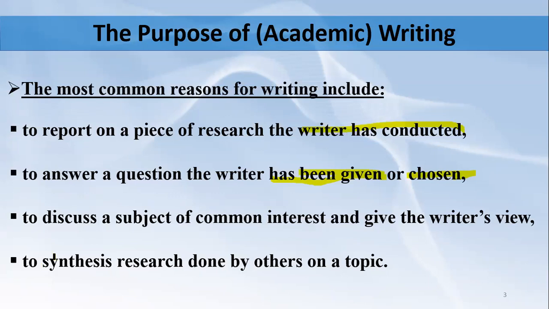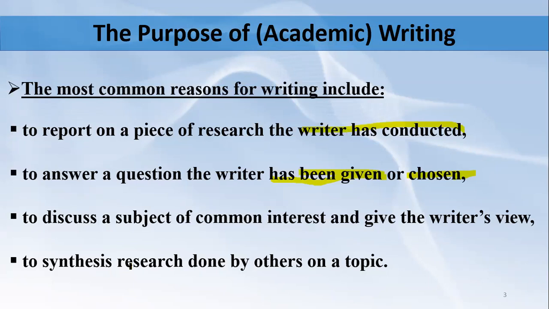The fourth one is to synthesize the research done by others. Sometimes we select a particular topic and we synthesize the research done by others. Let's suppose we look at our literature review chapter, the literature review part of our research proposals and research papers. That is the best example. In a literature review, as you already know, we collect various research papers related to our research study and our research topic.